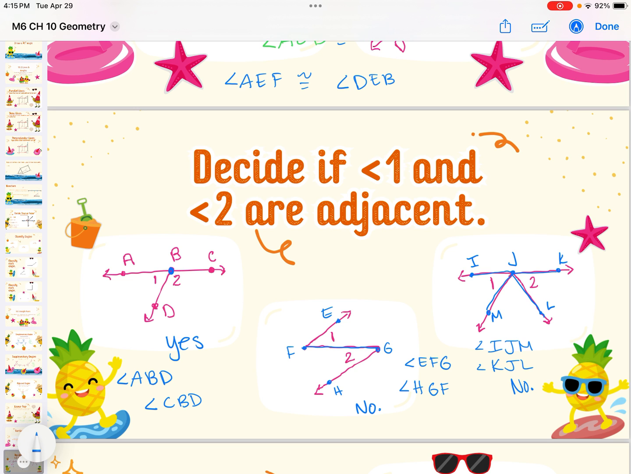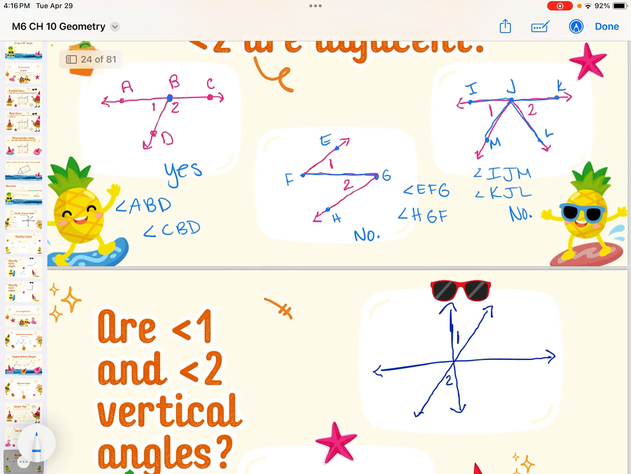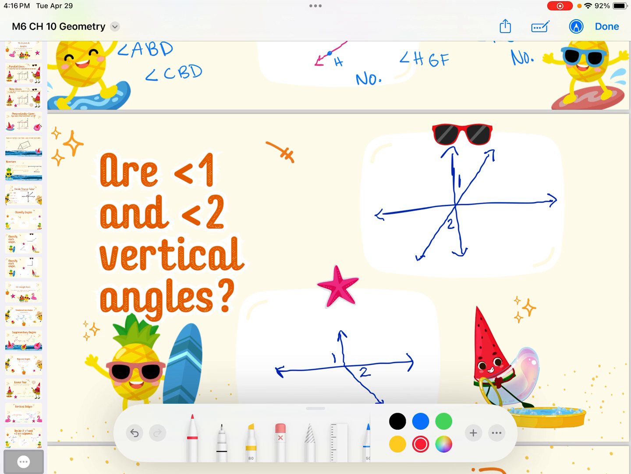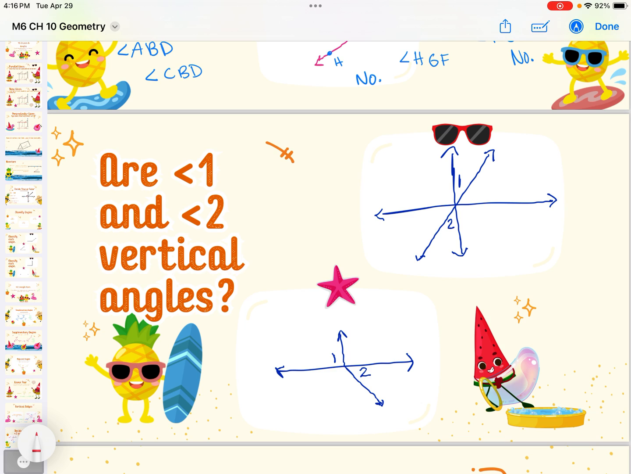Okay. Now let's go to vertical angles and determine from our drawings if any are vertical angles. Starting here in this top one, I'm going to call this W, V, Y, Z, and X. Looking at angle 1 and angle 2, are they right across from each other? Yes, they are. So these ones are vertical angles.